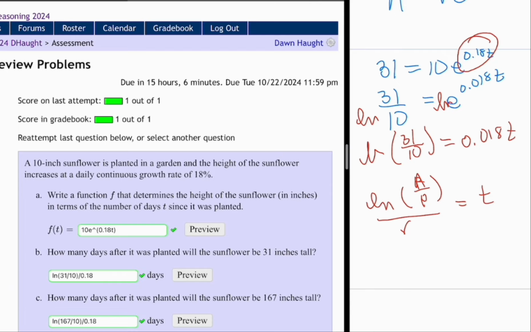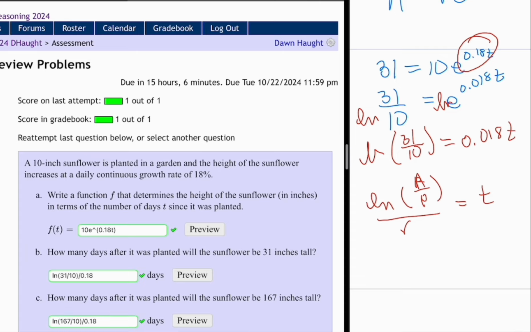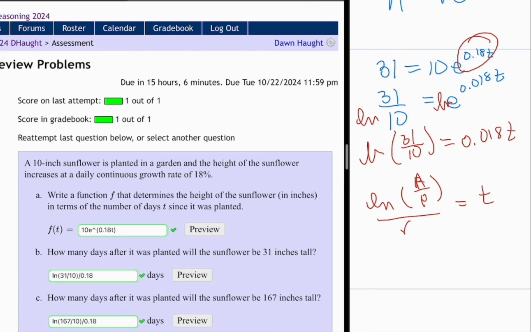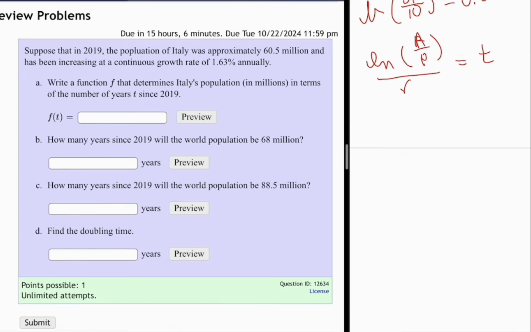And then the only difference between B and C is that at B, we wanted 31. So just take that 31 out and replace it with 167. So that is question 21. Oh, actually, that was question 22.